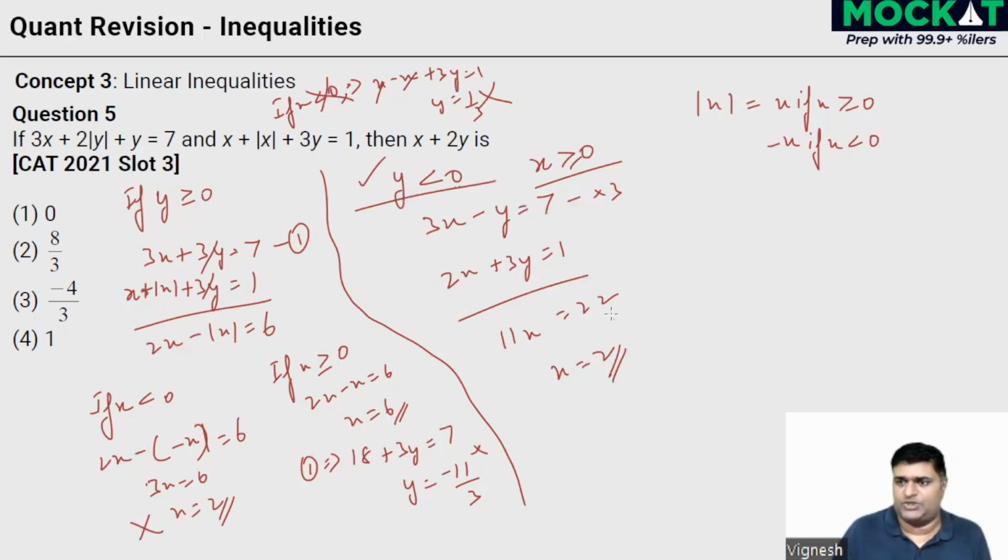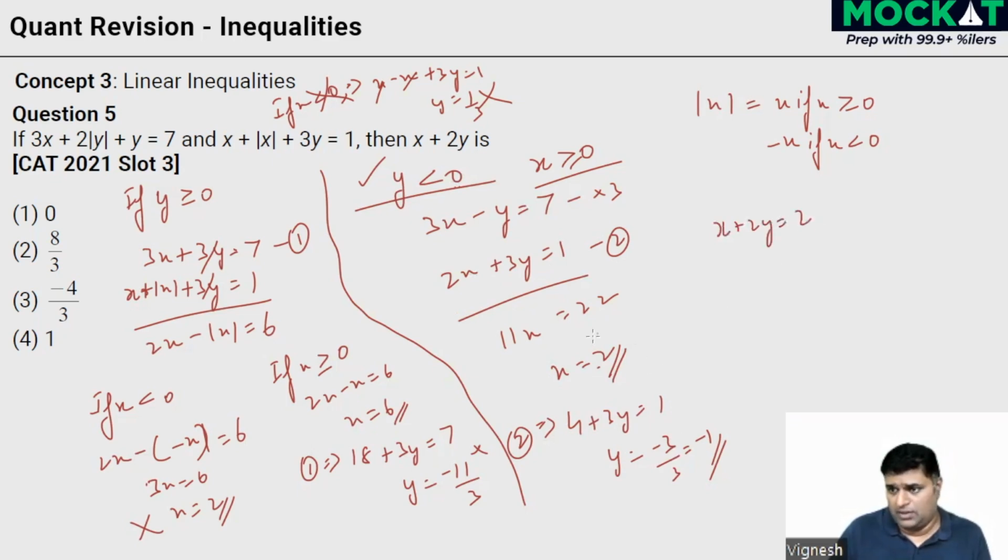Now, if x is 2, what's y going to be? Just plug into the second one over here. All right, what are we getting over here? The second equation. 2 2s are 4 plus 3y equals 1. Y equals minus 3 by 3, which comes to minus 1. That's it. What is x plus 2y going to be? X plus 2y equals 2, and plus 2 into minus 1, which is minus 2, and we get 0. Option 1 over here becomes the answer.